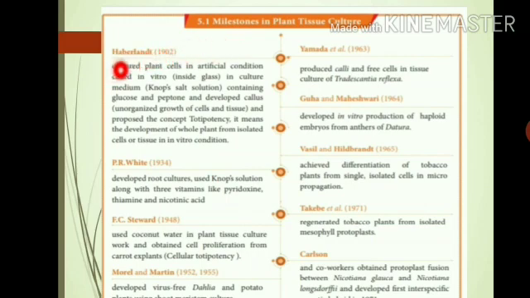First scientist, Haberlandt, in the year 1902. He was the father of plant tissue culture. Why we call him the father of plant tissue culture, we already know. He proposed the concept of totipotency. Here, cultured plant cells in an artificial laboratory condition, in vitro, inside a glass, with the help of culture medium.